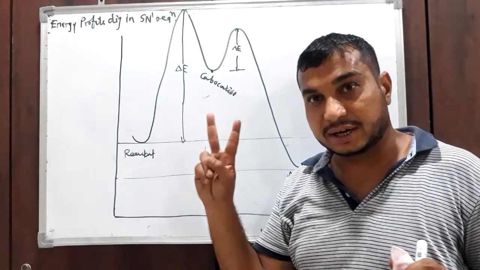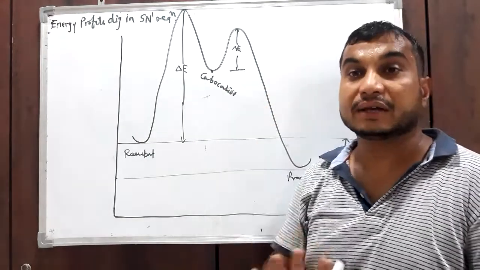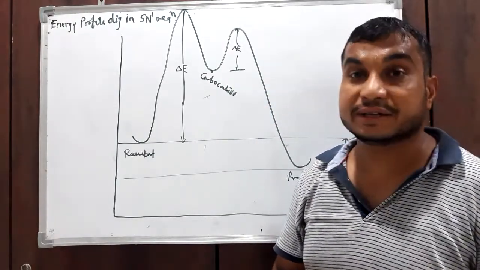In SN2 there is a single peak, and in SN1 there are two peaks. Okay, so this is regarding the SN1 reaction.